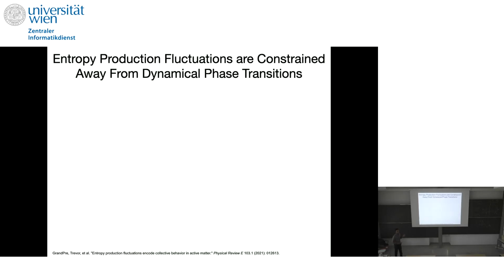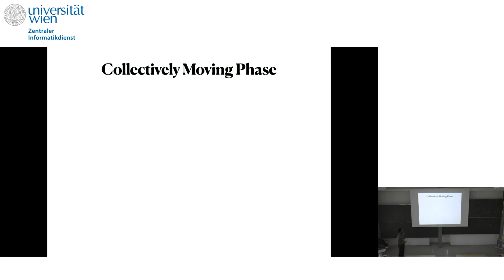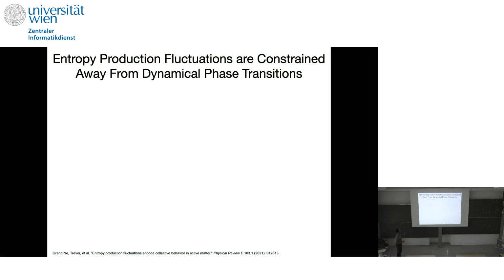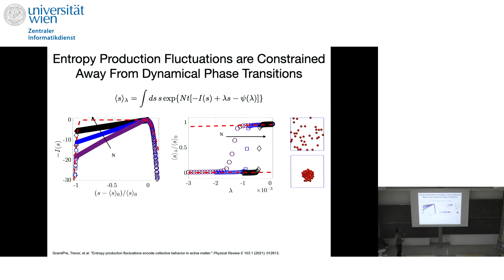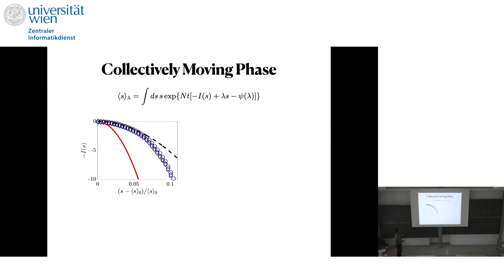And then the phase separation is the more interesting part. Okay, so if you go on the other side, over here, there is a deviation on that side too, and that is related to the so-called collectively moving phase. This is the same bound here, and these are the exact points from numerics, and this is the bound. You see that it's off.